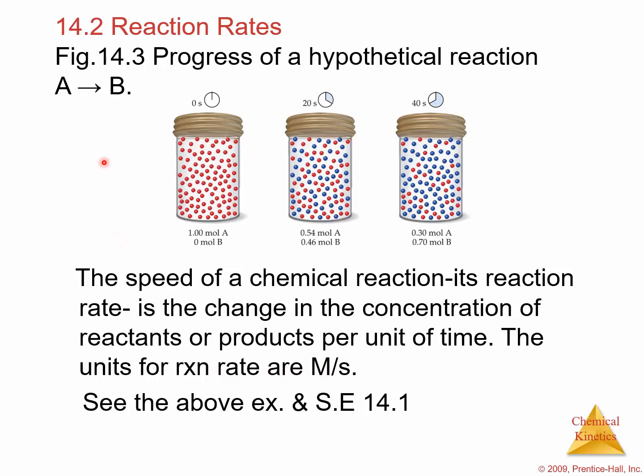Now, if we look at this figure, it shows us the progress of a hypothetical reaction A going to B. Notice here at the beginning we start with 1 mole of A, 0 mole of B at 0 time. Now, after 20 seconds, A is converted to B. So, concentration decreases of reactant and the product appears. 0.54 mole A and 0.46 mole of B. After 40 seconds, A decreases to 0.3 and B increases to 0.7.